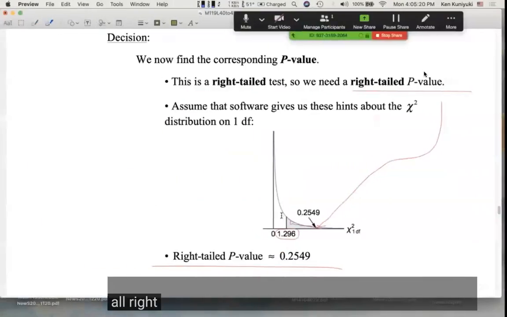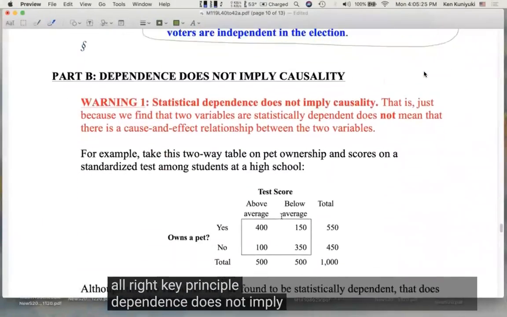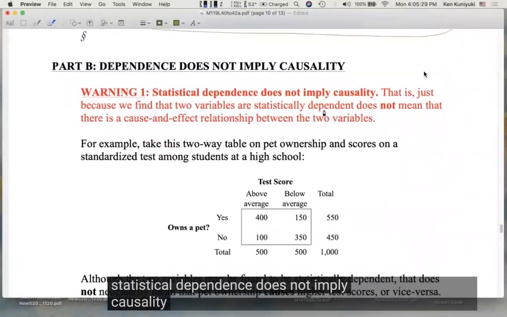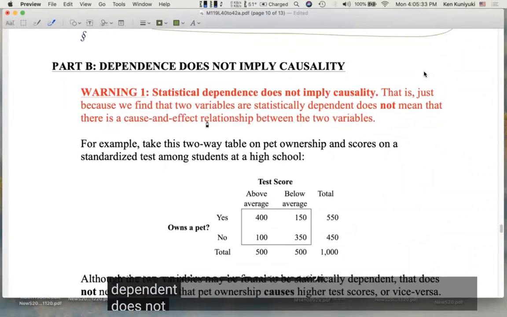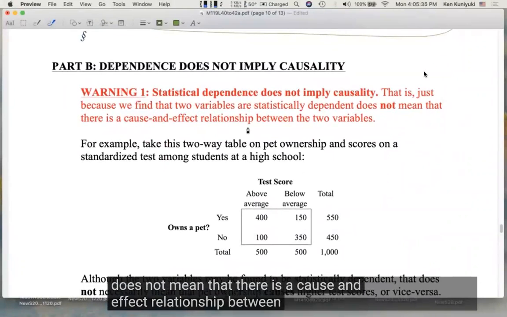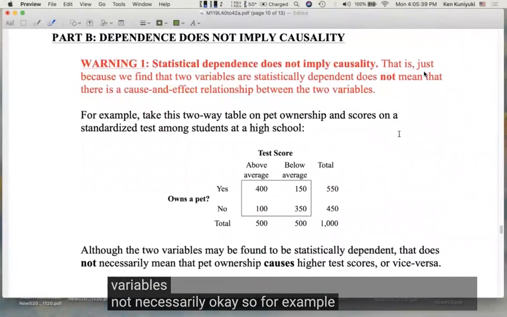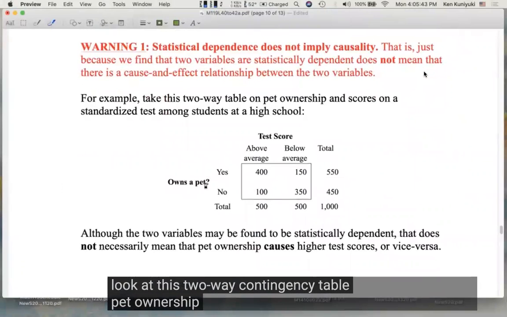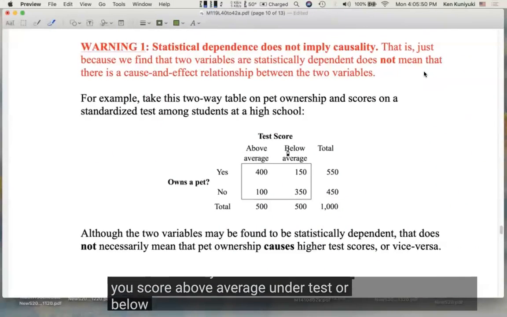All right. Key principle. Dependence does not imply causality. Statistical dependence does not imply causality. That is, just because we find that two variables are statistically dependent does not mean that there's a cause and effect relationship between the two variables. Not necessarily. So for example, look at this two-way contingency table. Pet ownership, do you own a pet or not? And how did you score on a test? Did you score above average or below average?